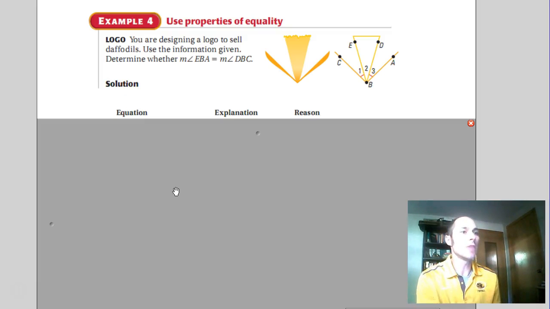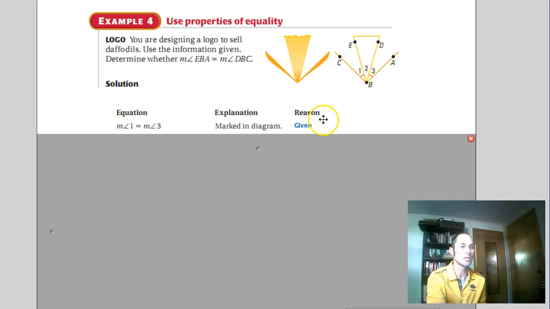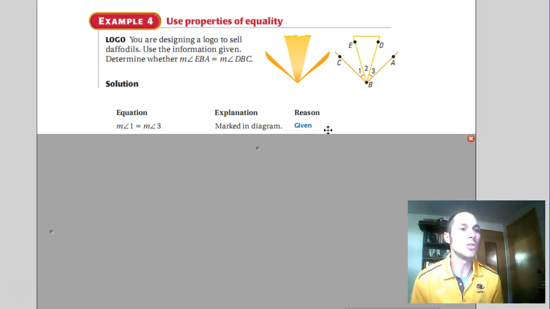Okay, so if we have this figure here and we're trying to show that angle EBA is congruent to angle DBC, the first thing we know is that angle 1 and angle 3 are congruent because they're marked so. We can say that those are given to us. It's given in the diagram that those two angles are the same. Well, what else do we know? If we're trying to prove that EBA, which is made up of angles 2 and 3, is equal to DBC, which is made up of angles 1 and 2, they both have angle 2 in them. So let's use that information.